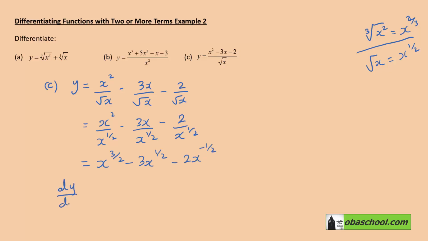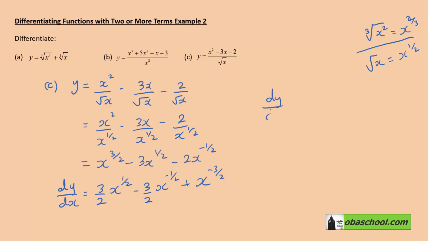And so we can differentiate. So we get 3 over 2x, 3 over 2 take away 1 is a half. Take away 3 over 2, x, half take away 1 is negative a half, plus, so half times 2 is just 1, and that will be x to the negative 3 on 2.